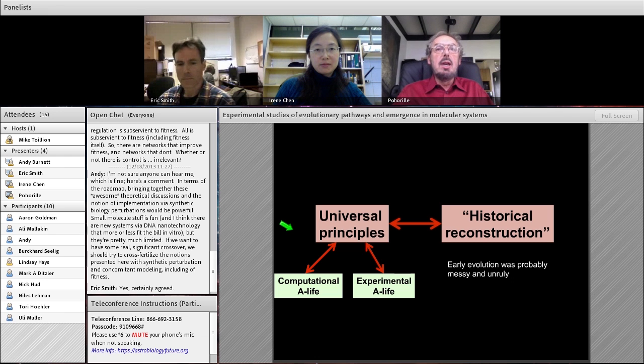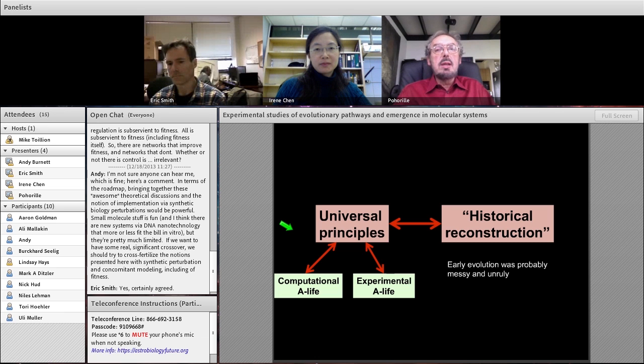And that might be a little inflammatory to say, experimental A-life. But what I mean by that is that if you do experiments on, let's say, evolving pieces of RNA in a test tube, you're doing experimental A-life. You're not doing historical reconstruction, unless, of course, you are very strongly committed to one specific scenario of the origin of life. Of course, the problem is that the earliest evolution was probably very messy and very unruly. And what are the model systems on which we can attempt any kind of reasonable experiment that tells us anything about historical reconstruction? In this draft document, this issue is raised, the issue of what the right model systems are, and I don't have any specific suggestions.